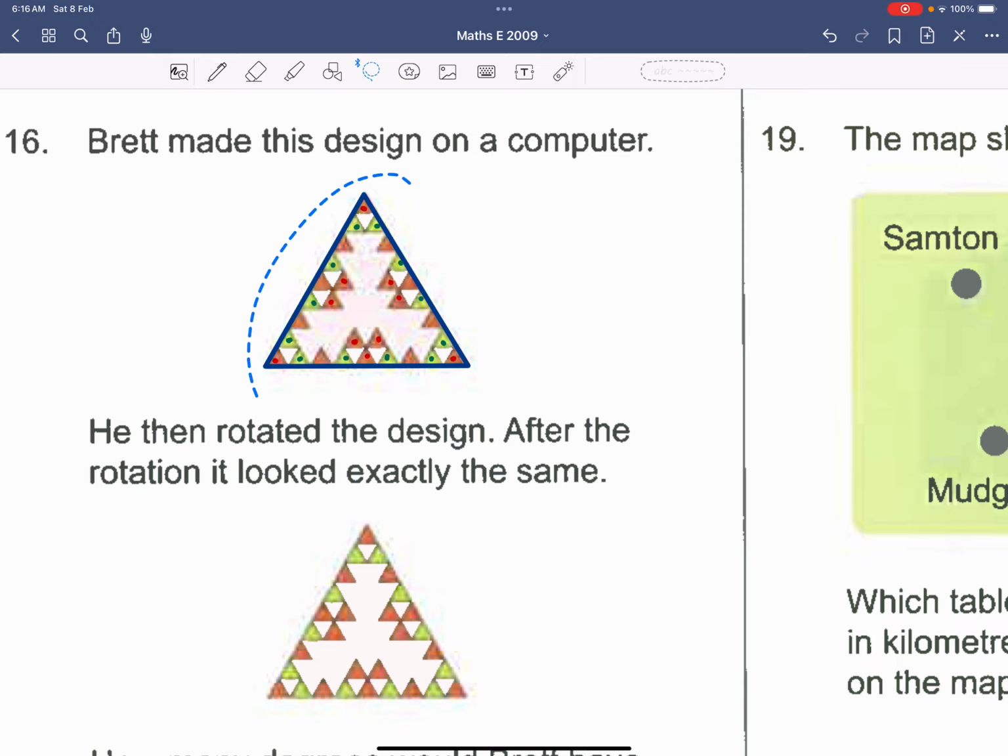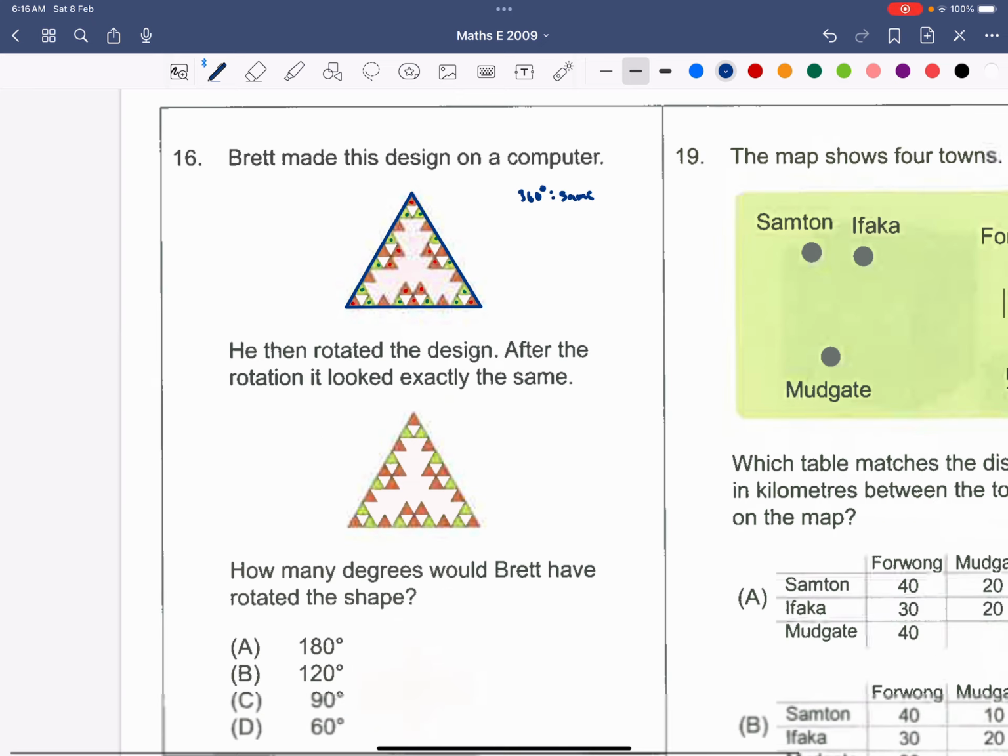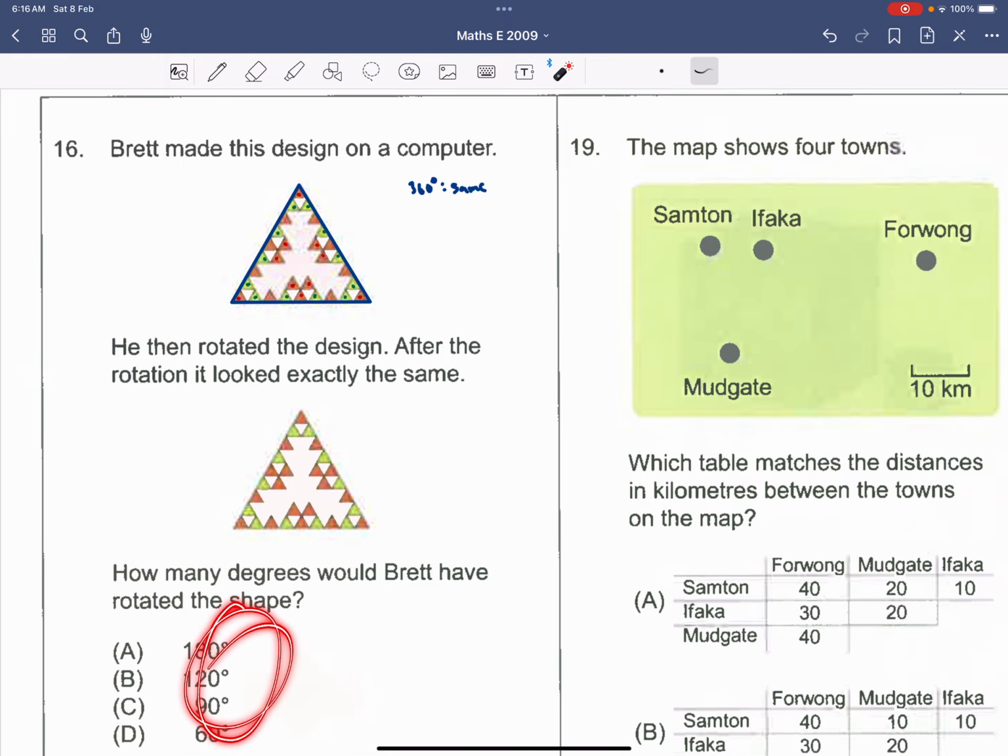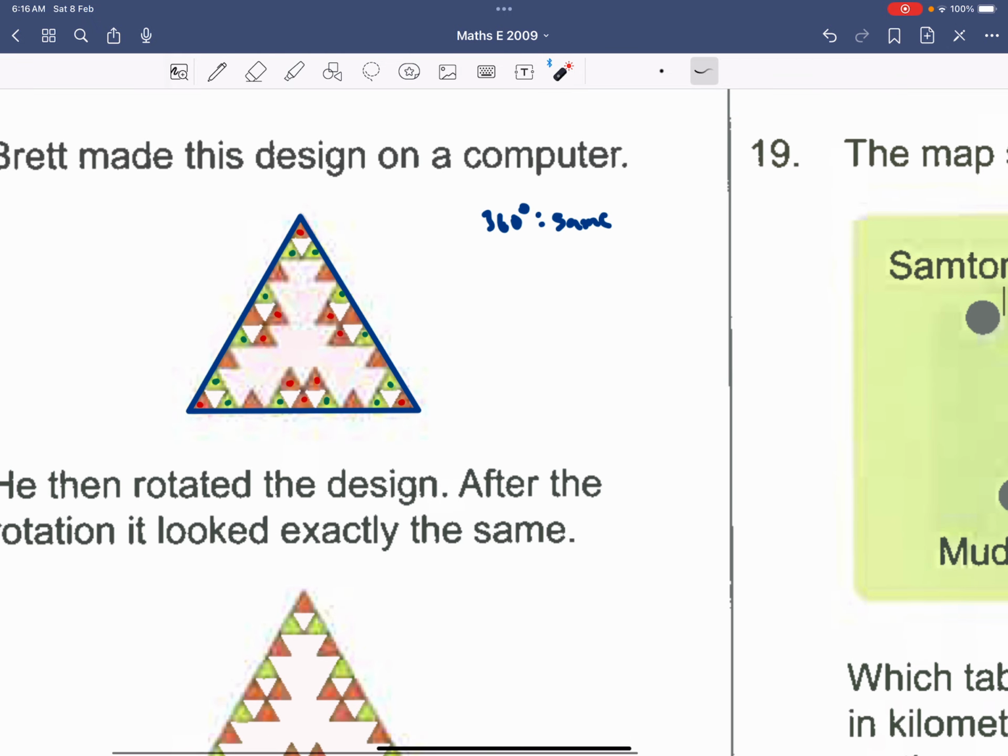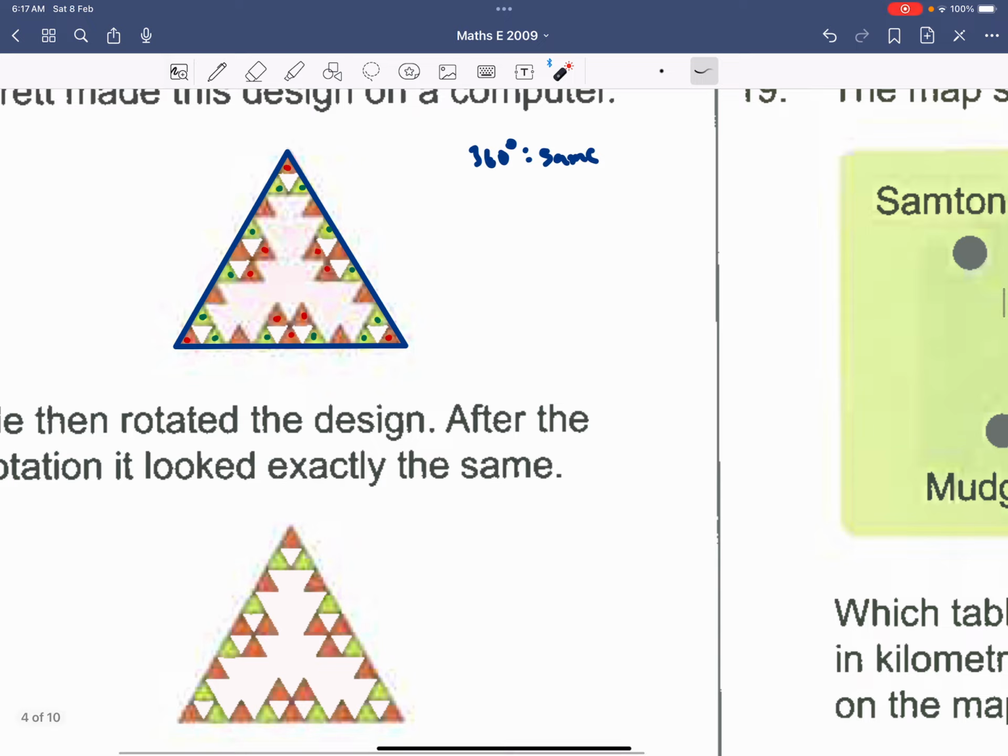All right, and guys, it's a triangle. So we all know that if we forget what shape it is, anything you rotate 360 degrees will definitely be the same. And you can see that none of the options say 360. So you've got to realize that a triangle has three sides, and if it's a completely symmetrical triangle, that means if you rotate it 120 degrees 3 times, it will still look the same.